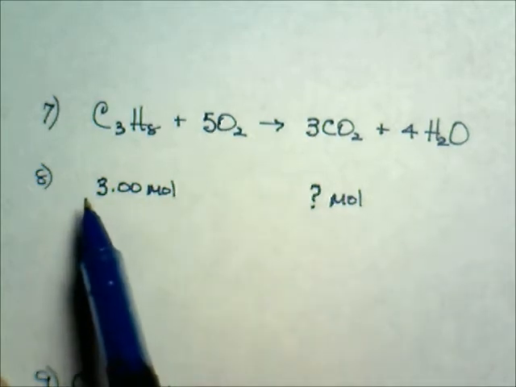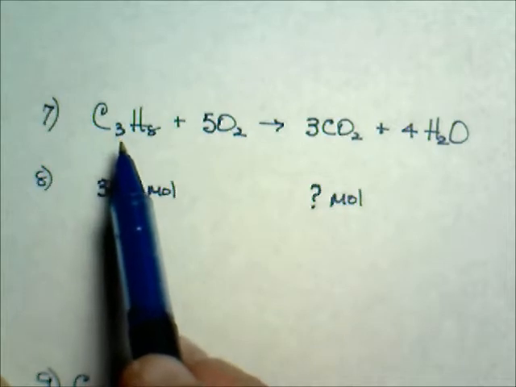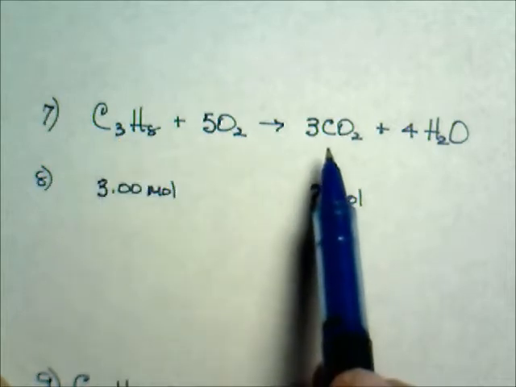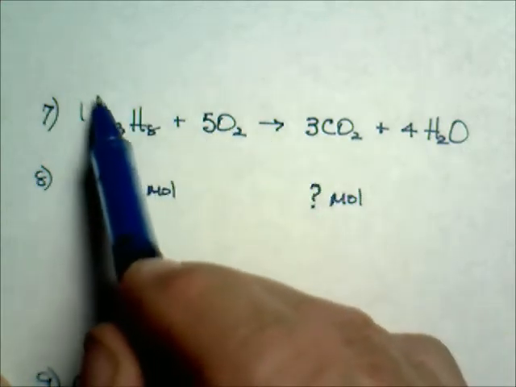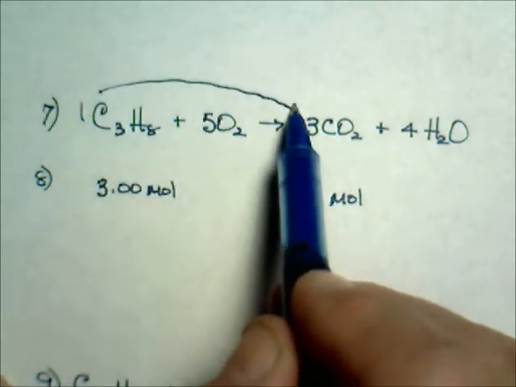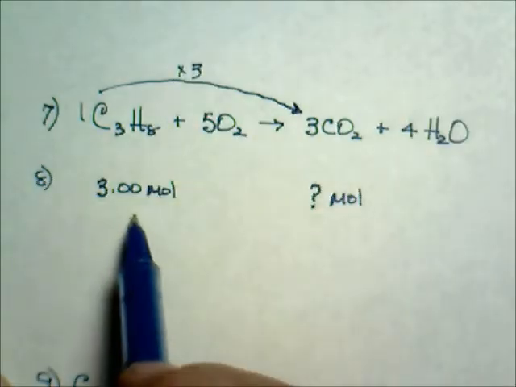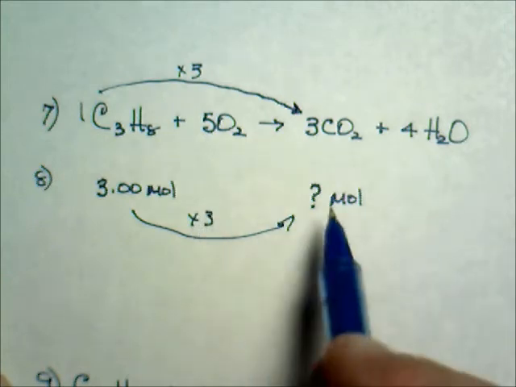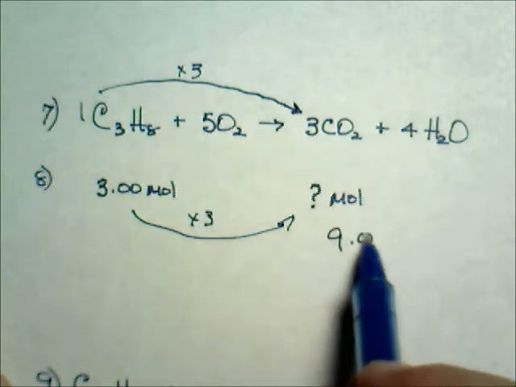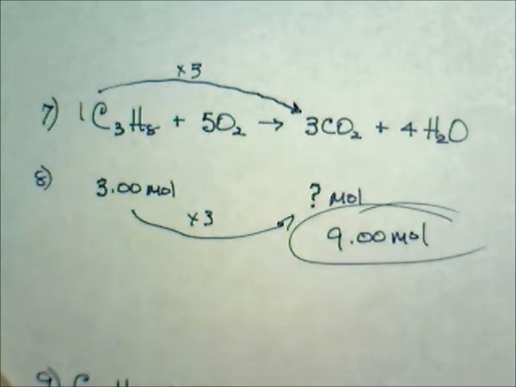Combine that with question number 8. It says if 3 moles of propane react, how many moles of carbon dioxide will produce? Well, there's a 1 there. To get from a 1 to 3, we simply multiply by 3. So the actual number of moles are also going to be multiplied by 3, and so we get 9 moles of carbon dioxide being produced.